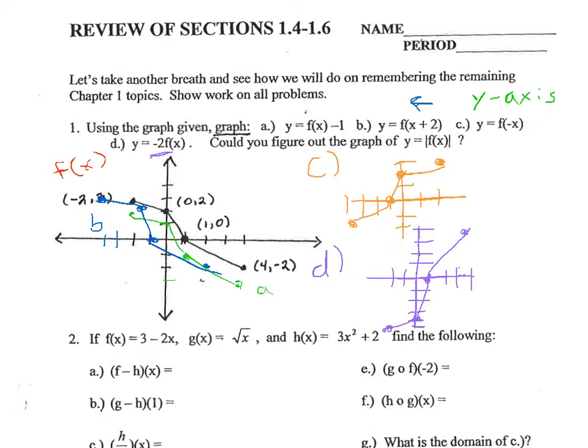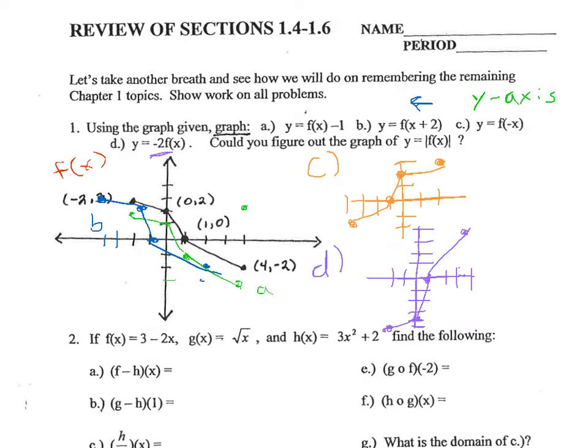For our last one, y equals the absolute value of f of x. Since the absolute value bars are around f of x, it's going to make all of our y values positive. So if we look at the original function, we have negative 2 comma 3, that has a positive y value, so it's going to stay. The same thing with 0, 2, and 1 comma 0. The point that's going to change is the point that used to be at 4, negative 2 is going to now be at 4, comma, positive 2.